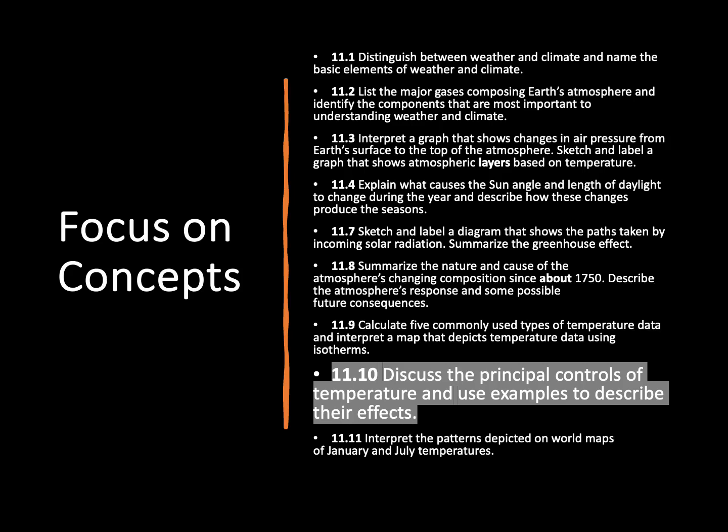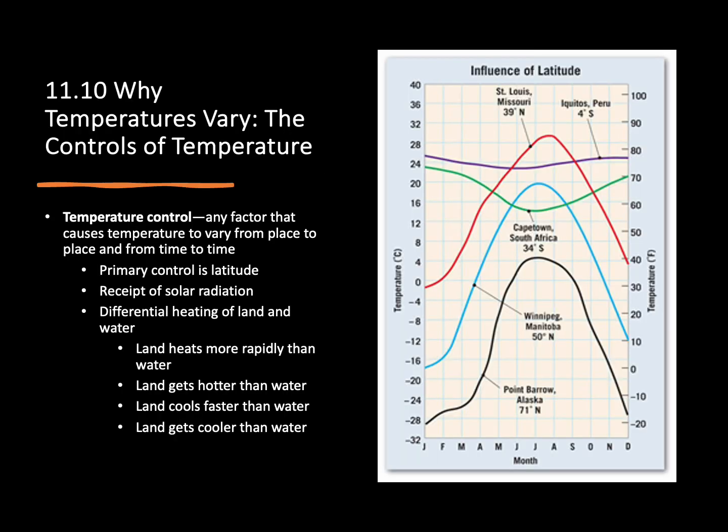In this video, we're going to talk about what controls temperature and why it varies from location to location. When we're discussing temperature control, this is just any factor that can cause our temperature to be different from one location to another or over different periods of time. And the main thing that controls what the temperature of a location will be is the latitude of that location. How close or how far are we to the equator? If we're closer to the equator in those low latitudes, it's going to be a higher temperature than if we're in the higher latitudes around our poles, where it's going to be a lot colder.